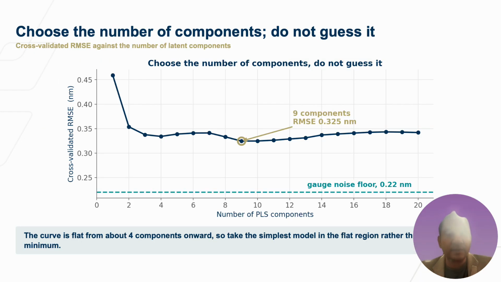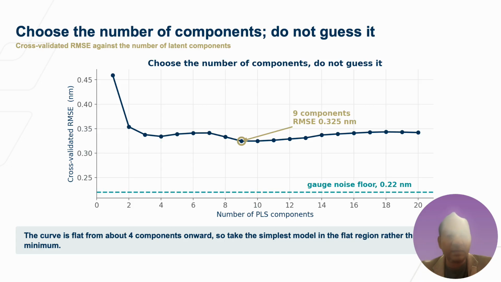How many components? This is the one hyperparameter PLS really has, and you choose it by cross-validation rather than by intuition. Cross-validated RMSE against the number of components drops steeply from 1 to about 4 and then flattens, then very slowly worsens as you add more. The minimum is 9 components, RMSE of 0.325. But look at how flat the region is. 4 components gives you essentially the same error as 9. And the exact location of the minimum is noisy, reshuffle the folds and it moves. So take the simplest model in the flat region rather than the exact minimum.